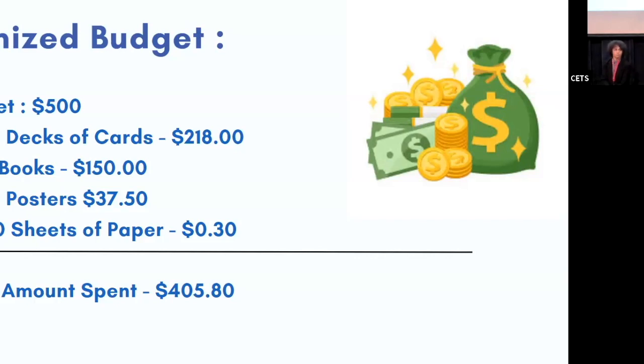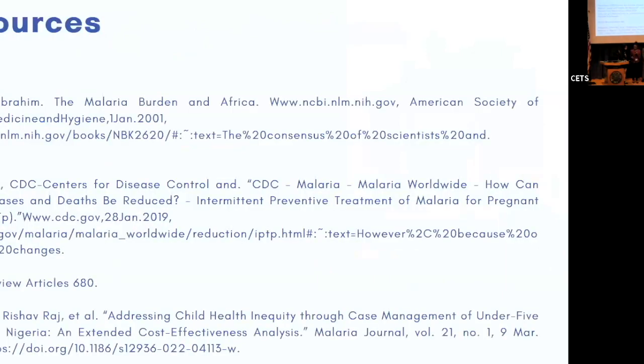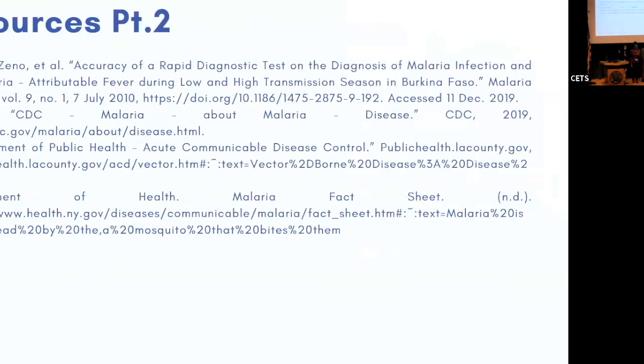So in total, we spent $405.80. And these are the handouts. This is the poster, the storybook, and then the playing cards. This is our first page of resources that we used. And then this is our second page.